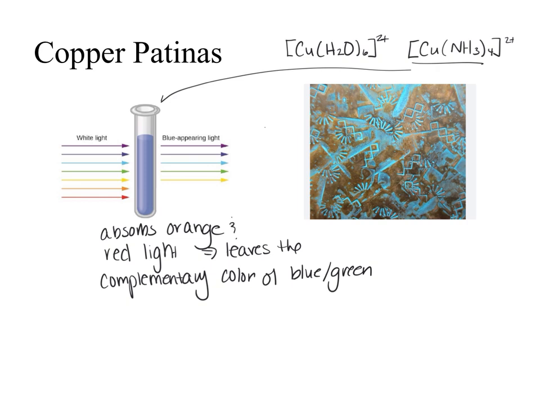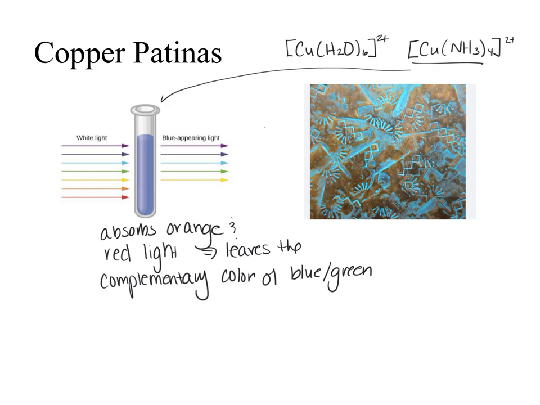So if white light, like ordinary sunlight, passes through this copper ammonia solution, some wavelengths of that light are absorbed by the solution. Now, this is a bit of a simplification. It's very hard to predict with solutions what colors you're going to be able to see, but it works really well with many of the compounds that we're talking about. So this gives us an idea of what's happening.